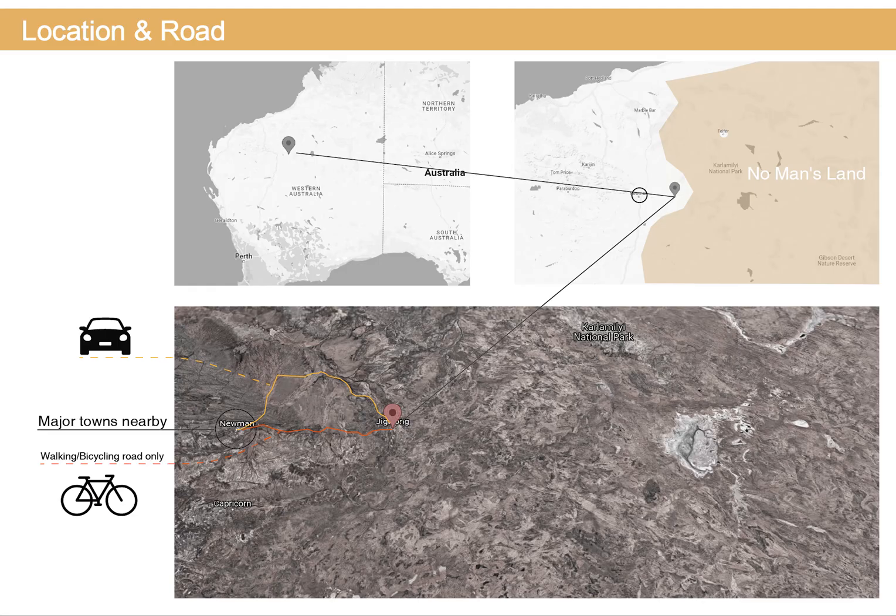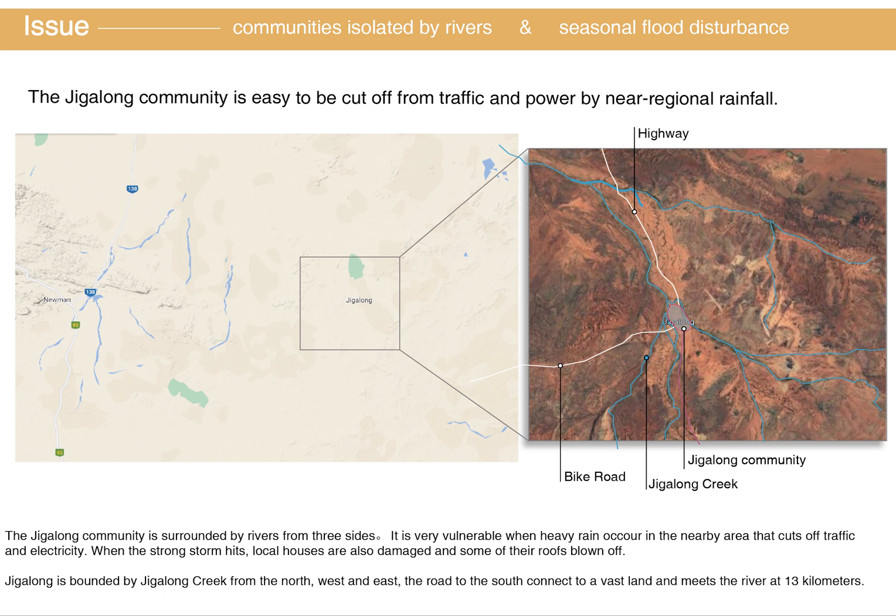First of all, the Jigalong community I focused on is in the northwest of Australia. The community is on the edge of the no man's land in central Australia. To the west is a town called Newman, but there is high ground between the two places as an obstacle. So the problem is that the surrounding area of the Jigalong community has been divided into many pieces by the river, although most streams are usually dry.